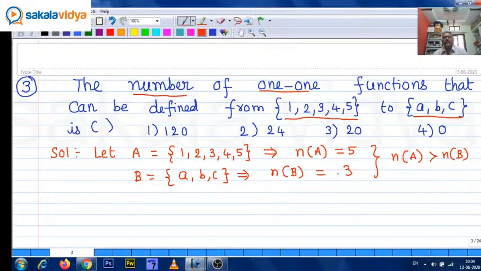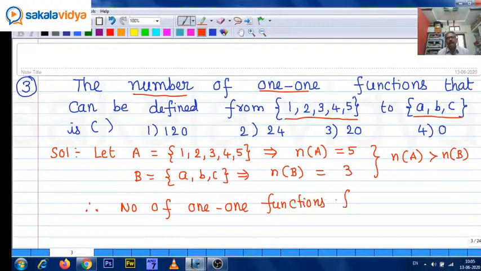No. In order to define one-to-one functions from A to B, it needs to be n of A less than or equal to n of B. Since n of A is greater than n of B, no one-to-one function can be defined. That's why the number of one-to-one functions or injections is 0, absolutely. Therefore, the number of one-to-one functions from A to B equals 0 since this condition. Fourth option is the right option. Right, so 0, absolutely correct.